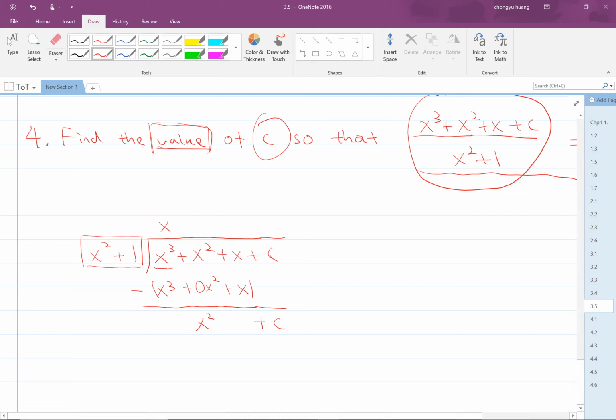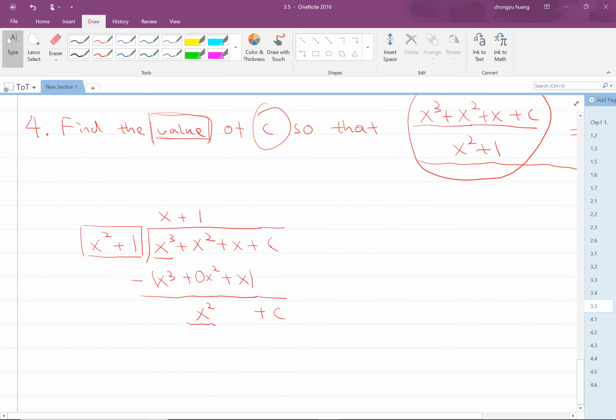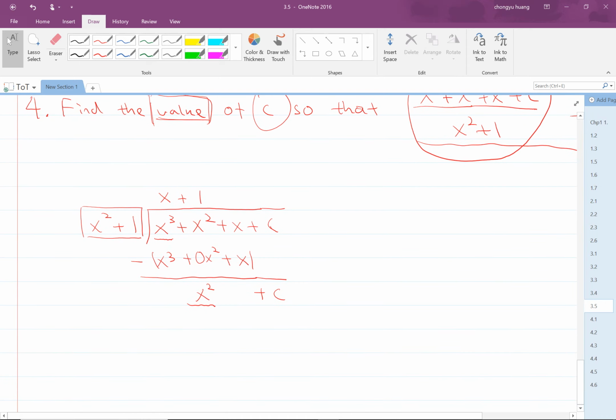So now we want to cancel all the terms x to the power 2. So we just multiply by 1. So now what we have is x to the power 2 multiplied by 1, so it's x to the power 2. And then 1 multiplied by 1 is equal to 1.